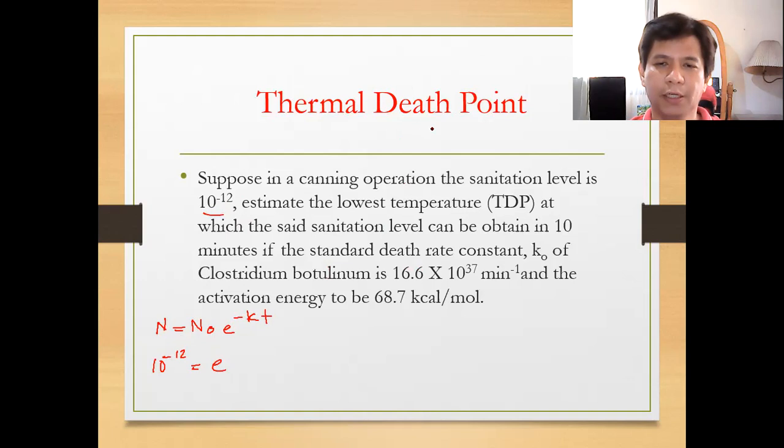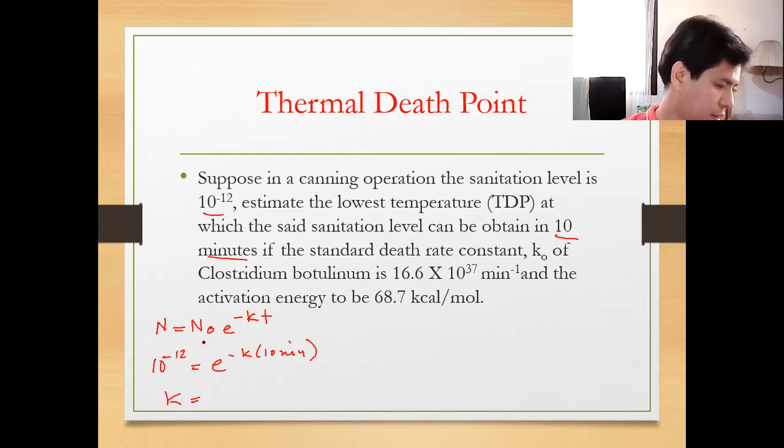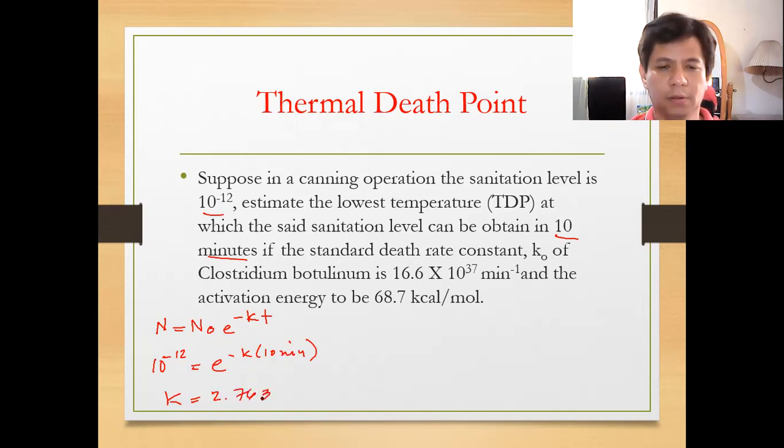Pag ang hinahanap ay thermal death point, palaging 10 minutes yung time. So, meron tayong value ng T, no? So, negative K, tapos 10 minutes. So, with this, you can use your calculator to shift solve the value of K. So, the death rate constant is 2.763. Ganun na. So, this is per minute.